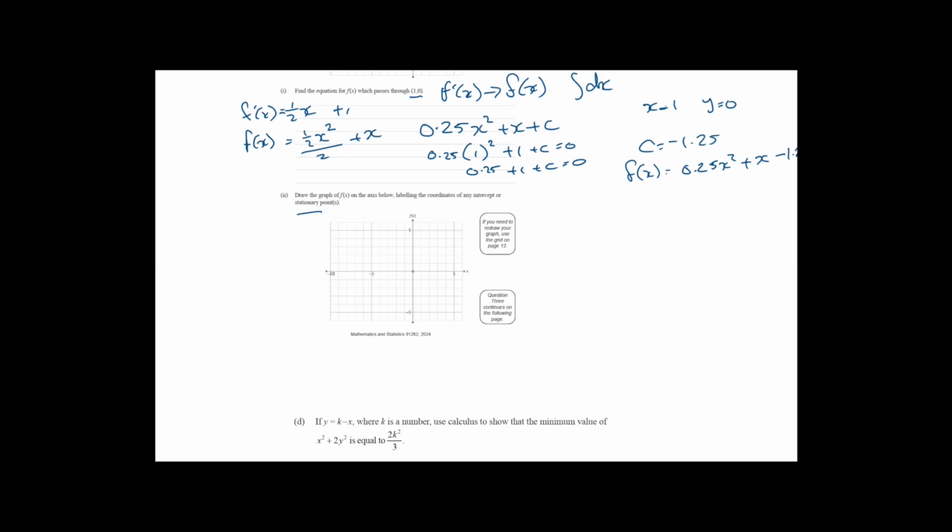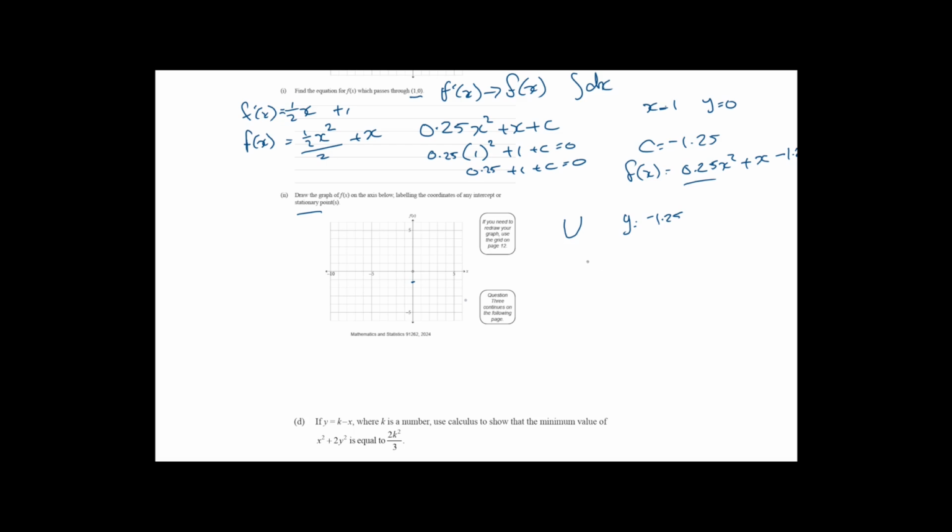Right, we're almost done. The end is in sight. So we want to graph this now. Well, we know it's going to be a parabola because the number in front of the x squared is a positive number, and we know it's going to cross the y-axis. The y-intercept is going to be at minus 1.25, so around about there, somewhere. So now we need to find the turning point and the roots, the x-intercepts.